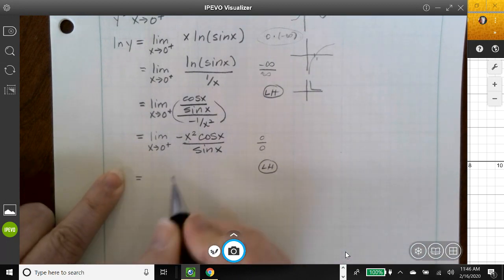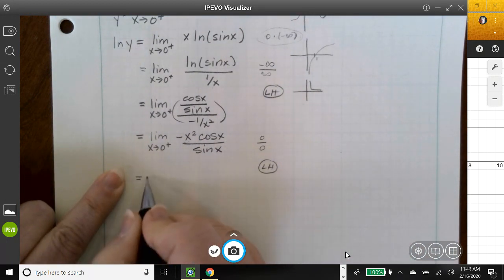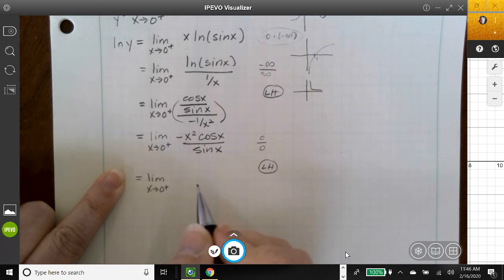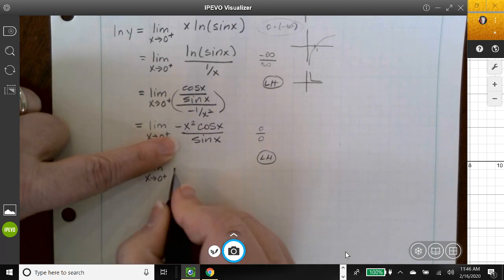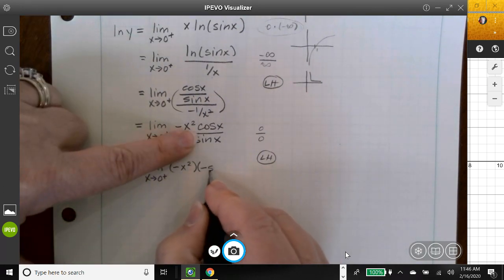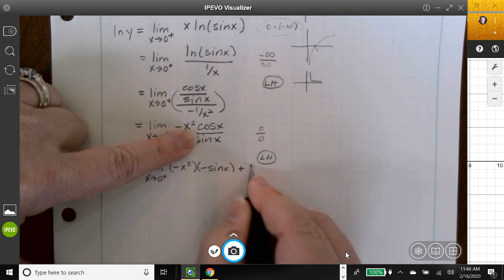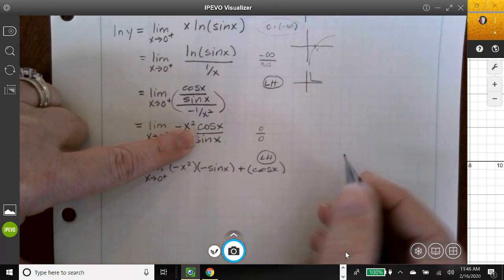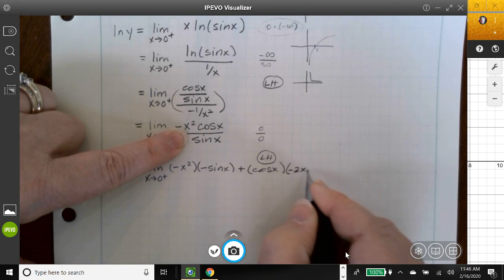Oh no, but Mrs. Muller, this is a product. Yes, it's a product. So we have to use what? The product rule. That's right. So we're going to say first, which is x squared, times the derivative of the second, which is negative sine x, plus second, which is cosine x, times the derivative of the first, which is negative 2x.